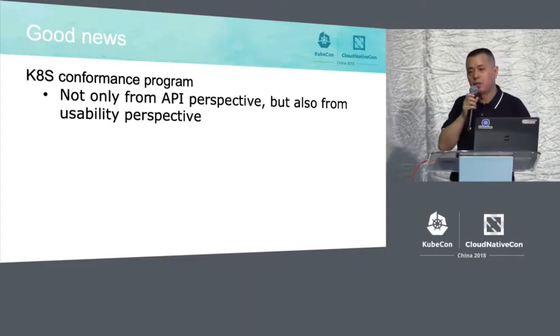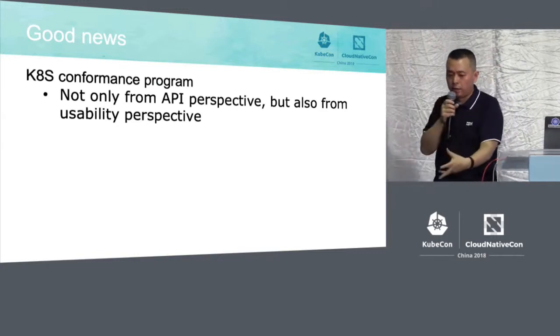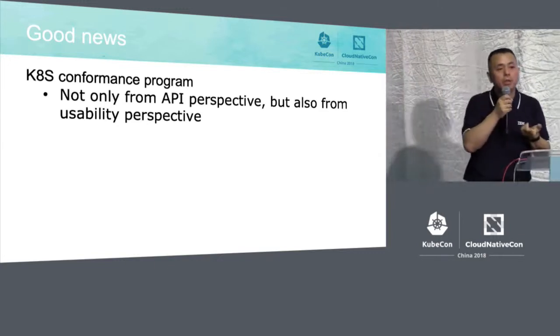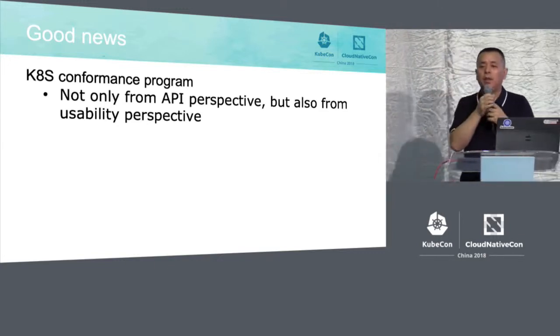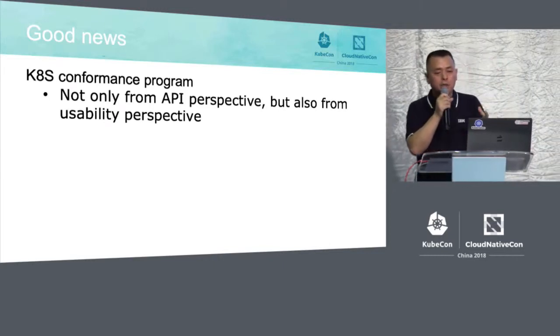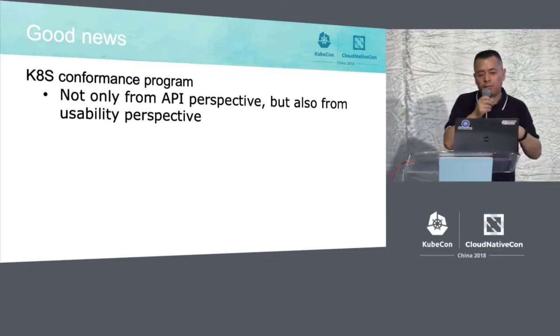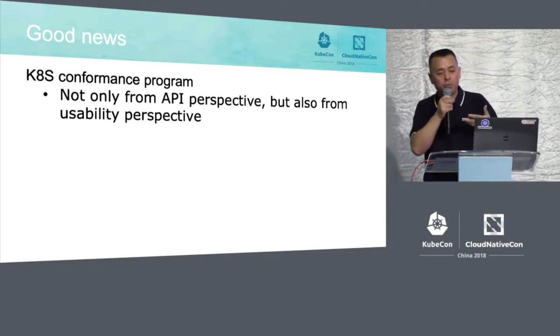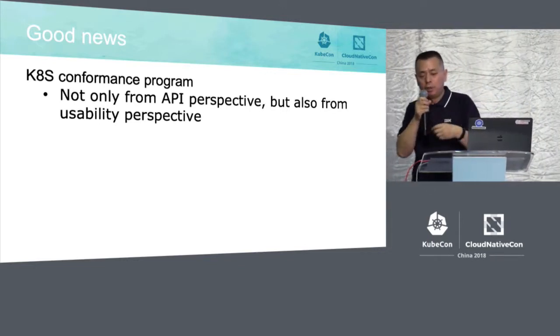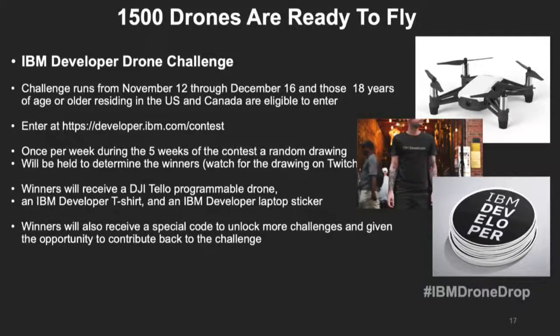Okay, so the good news is that Kubernetes has this conformance working group. They're trying to make sure that all the providers actually conform to certain standards. What I hope they can do is not only stop at the API level, they can also consider some usability, for example, some of the UIs being easy to use. So this is really just a wish.